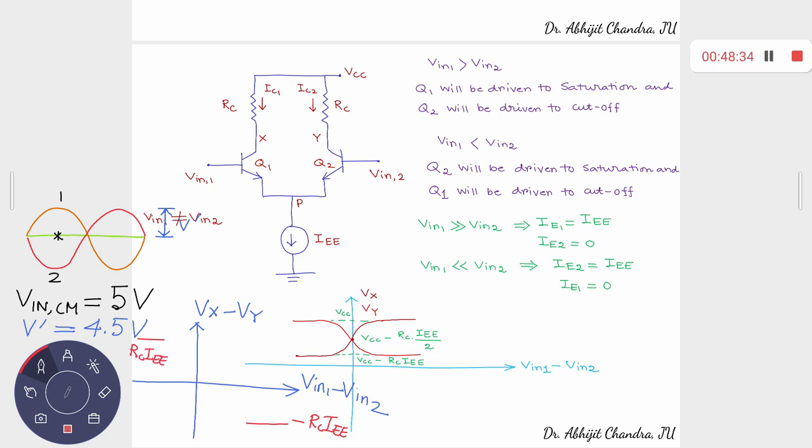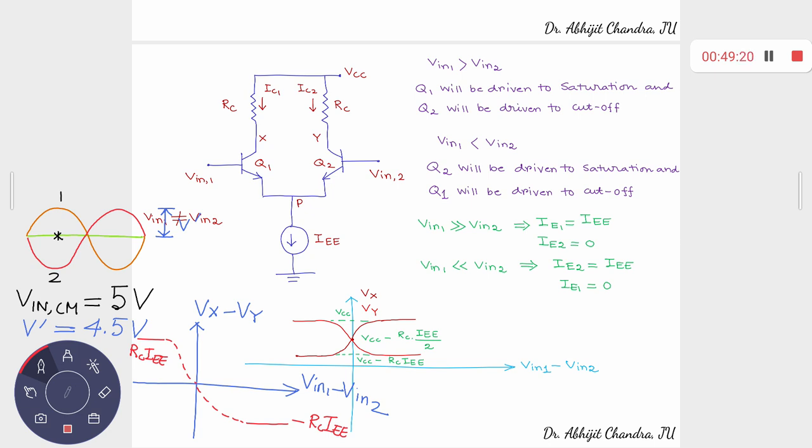So I know only these three conditions. One condition when V1 equal to V2, over here; when V1 is much much greater than V2, over there; and when V1 is much much less than V2, over here, right? But I don't know the behavior in between, so let me put it by dotted line. Only this I know. When V1 equal to V2, the differential output is equal to 0. When V1 is much much greater than V2, the differential output is minus RCIEE. When V1 is much much less than V2, the differential output is plus RCIEE.